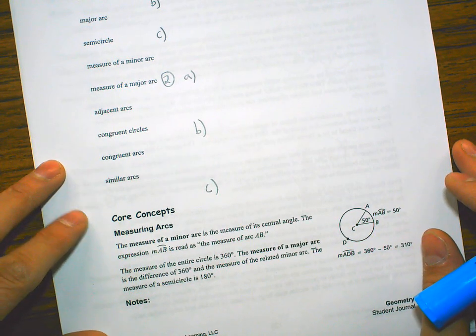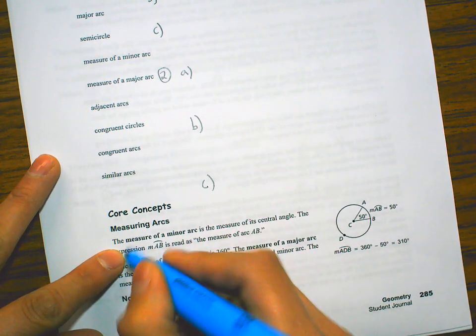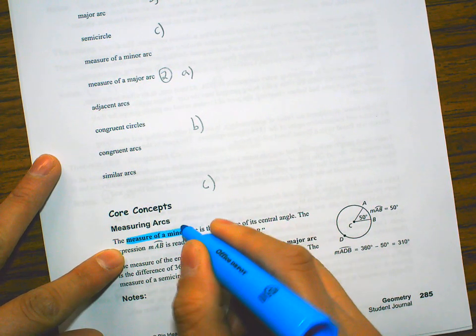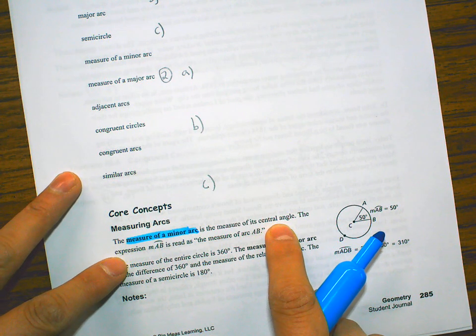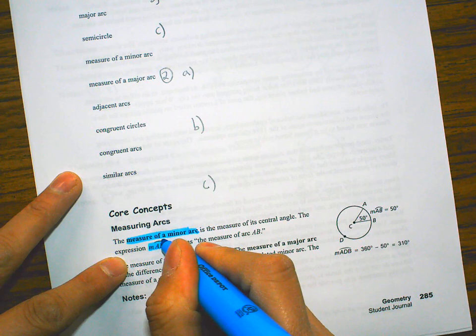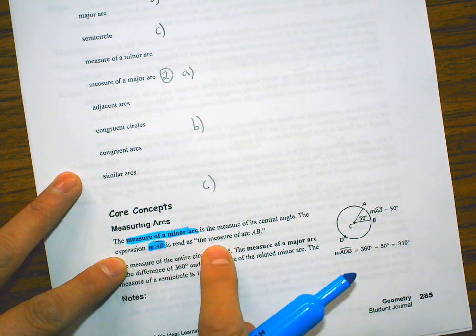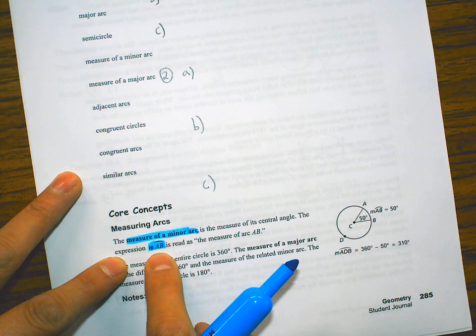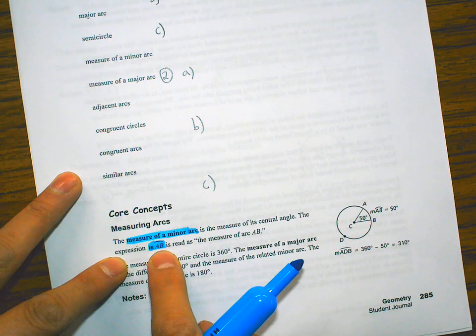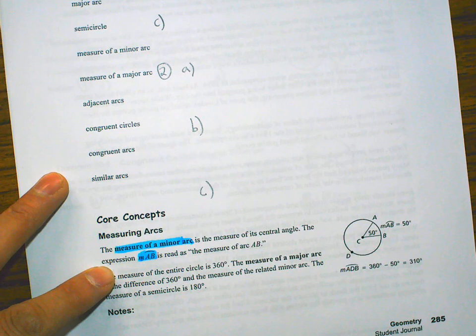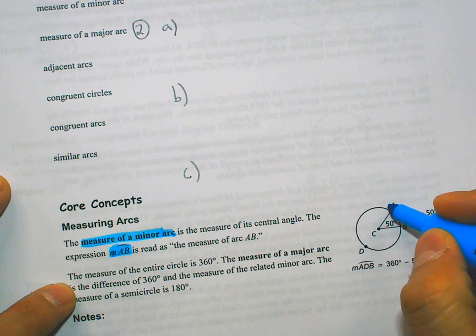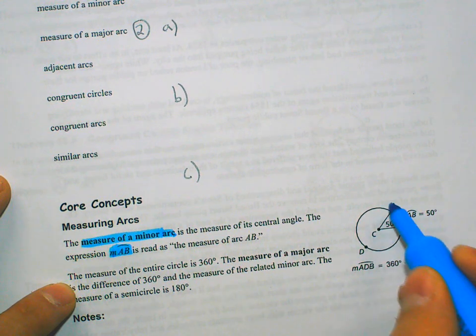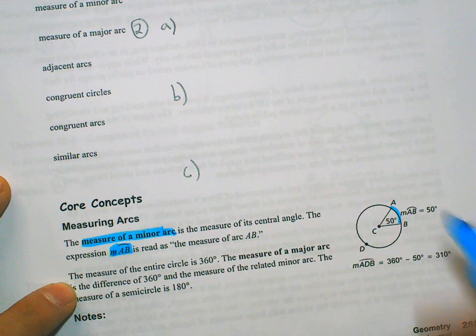Now down here, we have the measure of the minor arc. So let's talk about that. The measure of the minor arc is the measure of its central angle. That's something we just spoke about in the exploration. The expression, the measure of AB, is read as the measure of arc AB. So a little bit of notation: arc AB has a little line on top. Let me zoom in a little bit. In this example, this is the measure of a minor arc, and its arc measure is 50 degrees because the central angle happens to be 50 degrees.